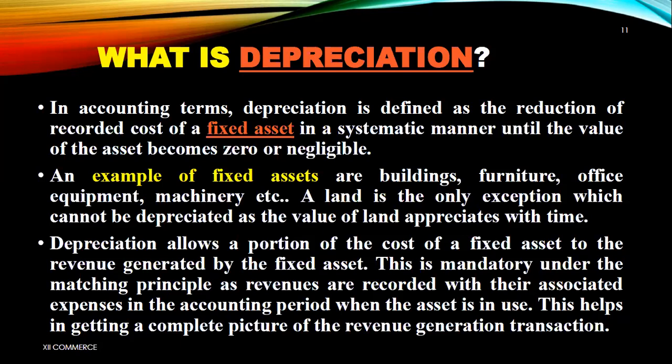Okay. This is mandatory under the matching principle. If I talk about which principle of accounting this is, it is the matching principle. The definition of the matching principle is that revenues are recorded with their associated expenses. It means the income or the profit is generated from doing some expenses, okay? In the accounting period when the asset is used. Definitely, you are using your assets and the main purpose of using that asset is to produce profit. So this principle is called your matching principle.